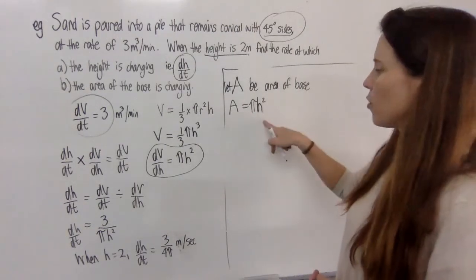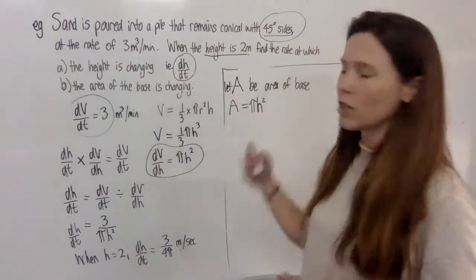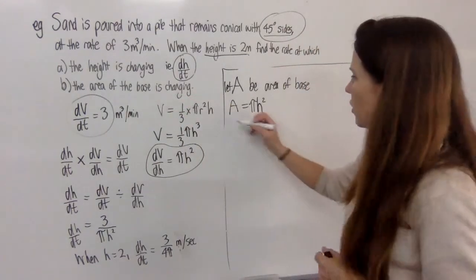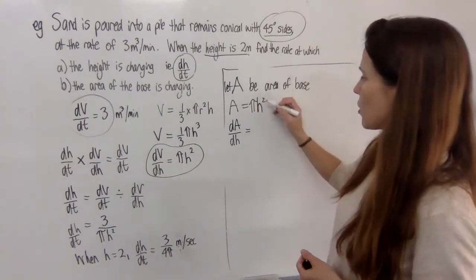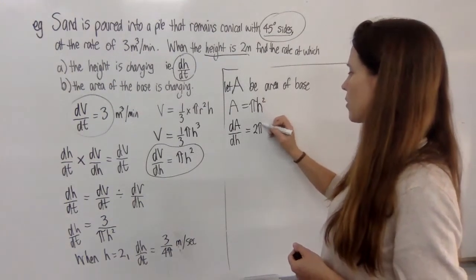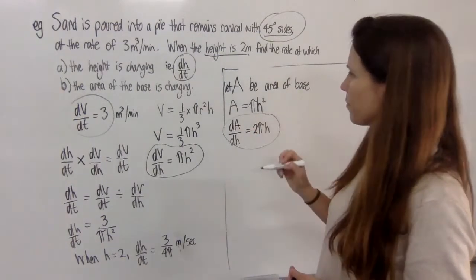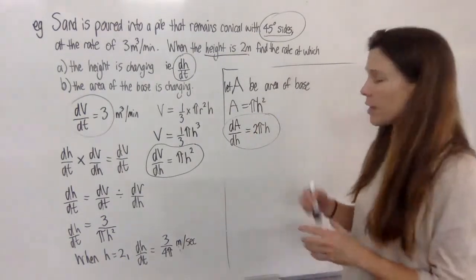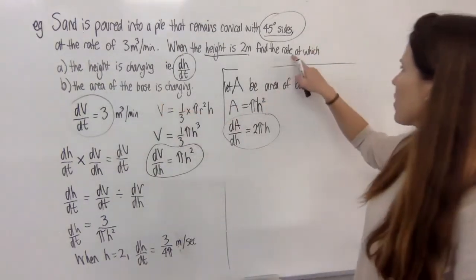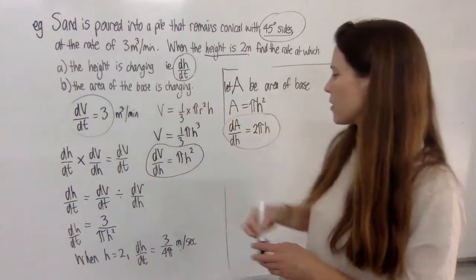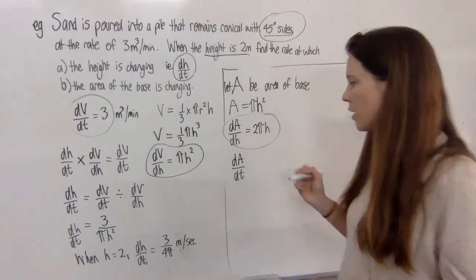So we've got a little formula now for the area of the base, and we want to know how the area of the base is changing over time. Well, I can differentiate the area with respect to the height just by bringing my 2 down. The pi comes along for the ride, and I get 2 pi h. So I've got that. Now at this point, if you feel stuck about what to do next, go back to the question and say, what do I want? I want to find the rate at which the area of the base is changing. So I want the area, how it changes over time.